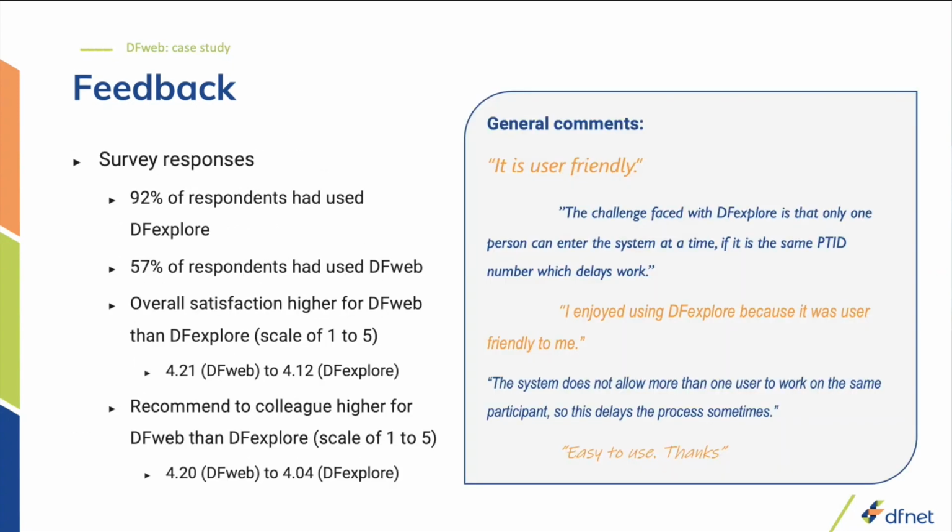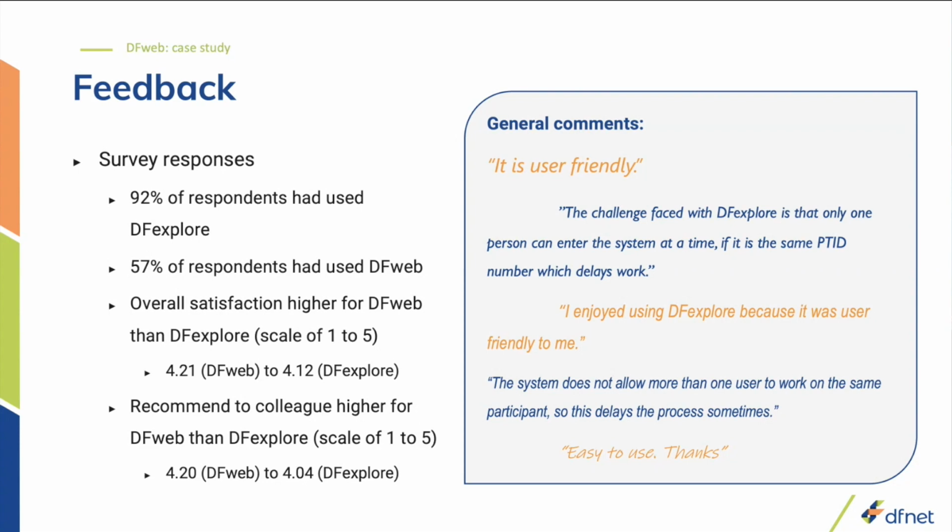And so our responses from site, we had 92% of our respondents had used DFexplore, compared to 57% of respondents had used DFweb. The overall satisfaction rate was a bit higher for DFweb than DFexplore. On a scale of 1 to 5, it was 4.21 for DFweb compared to 4.12 for DFexplore. Also, the rating to recommend to colleagues was a bit higher for DFweb than DFexplore. Again, it was 4.20 for DFweb compared to 4.04 for DFexplore.